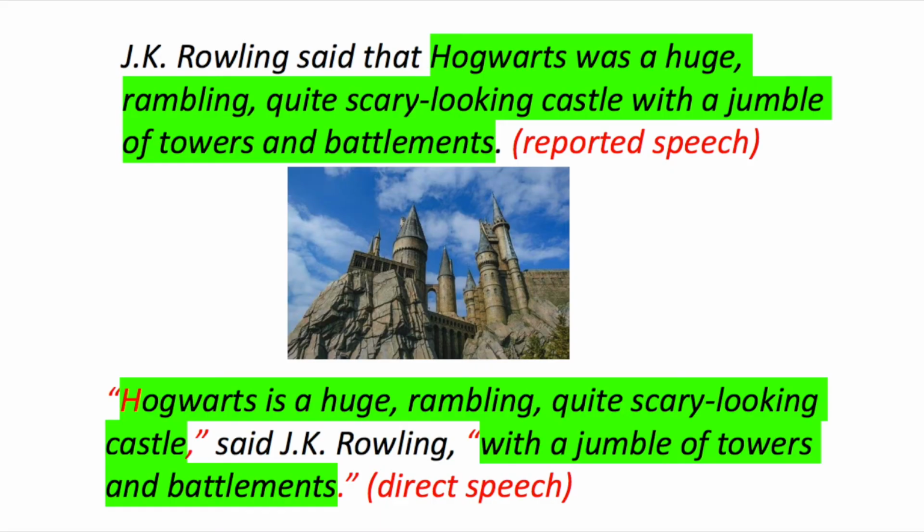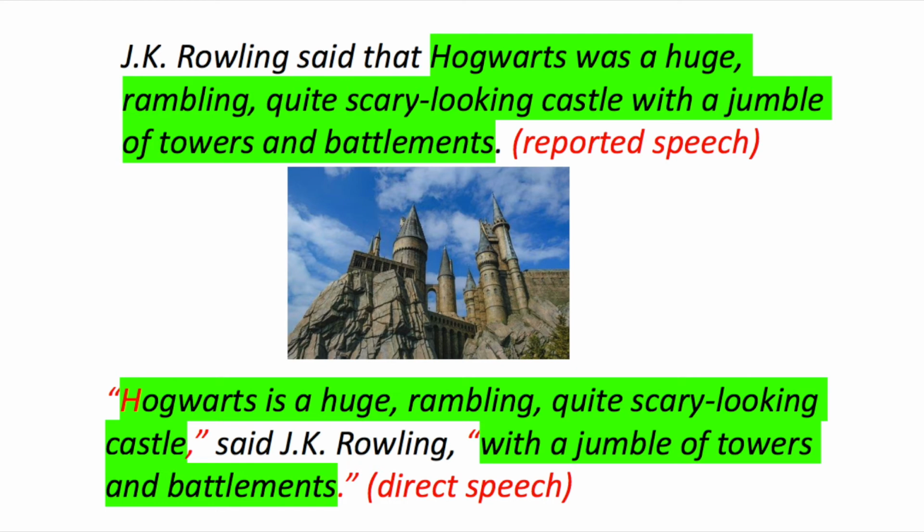So, now let's have a go at changing it into direct speech. Find the words that might have been spoken. To do this, you need to imagine you are the person talking. So what do you think J.K. Rowling, who is the author of the Harry Potter books, actually said about Hogwarts? Perhaps she said, "Hogwarts is a huge, rambling, quite scary-looking castle with a jumble of towers and battlements."